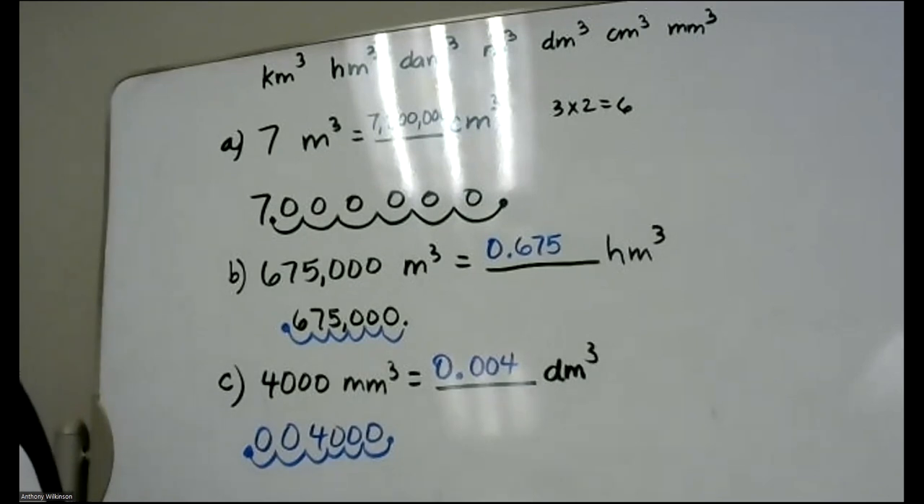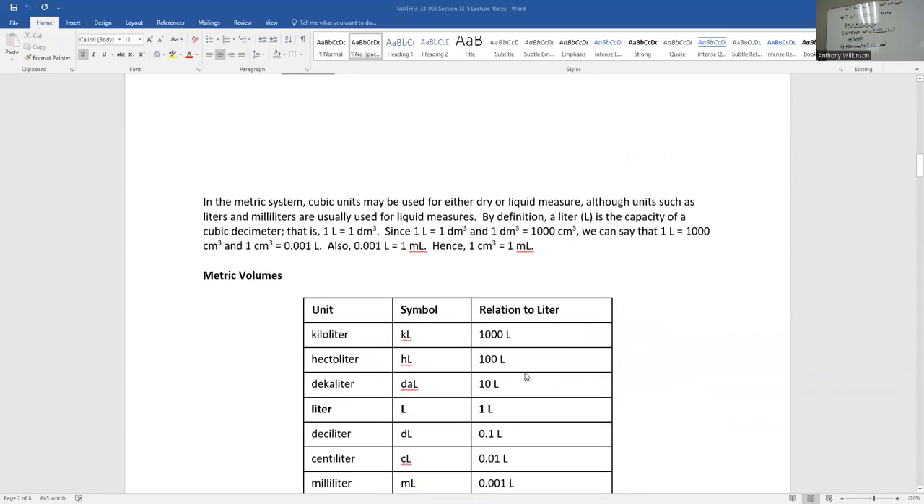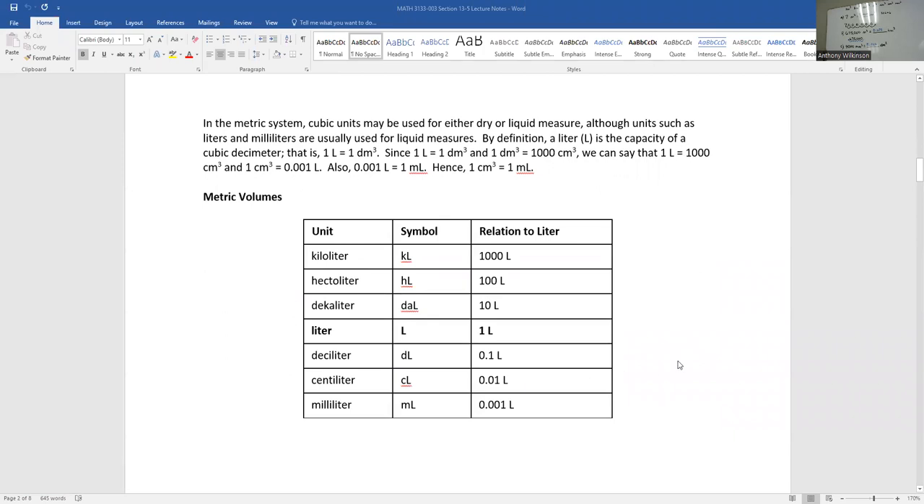Now at the bottom of that page, you'll see a table. Here, cubic units may be used for either dry or liquid measures, although units such as liters and milliliters are usually used for liquid measures. Okay. By definition, a liter is the capacity of a cubic decimeter.